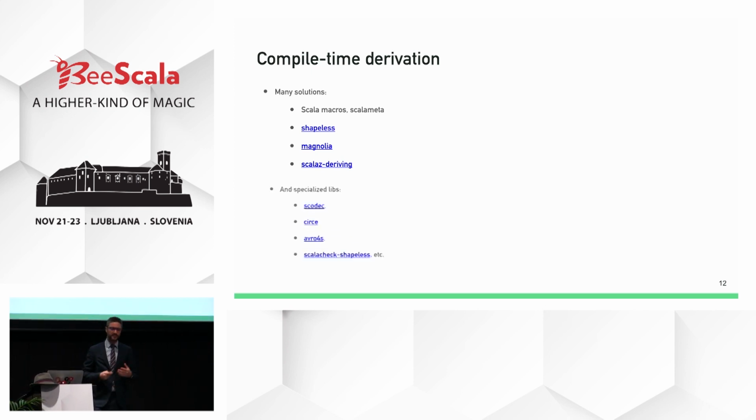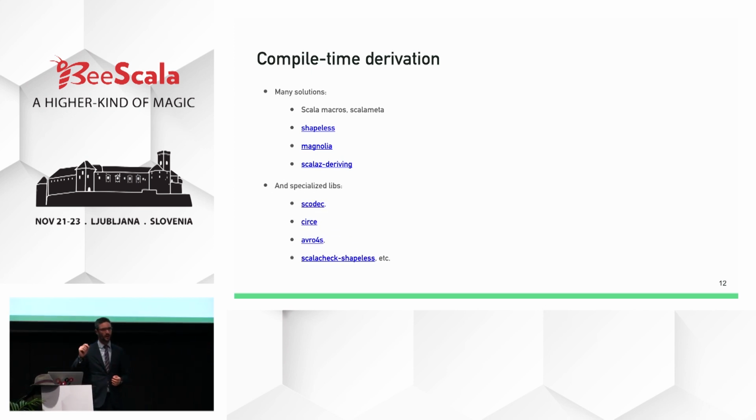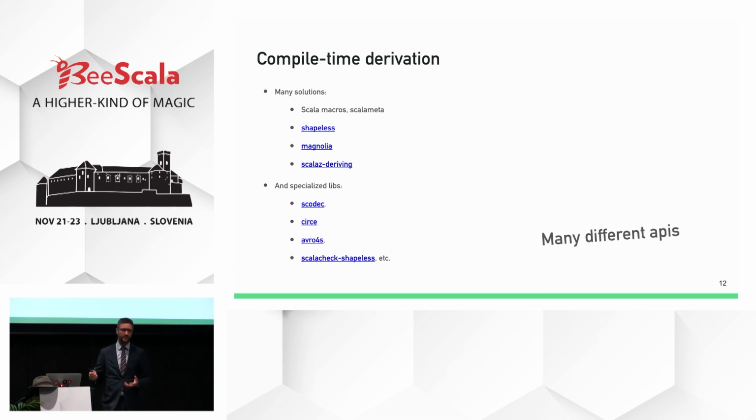And also, we have specialized solutions for different specific problems. For serialization, we have Circe, Scodec, Avro4s. But also for generating data, we have ScalaCheck, ScalaCheck Shapeless, and so on and so forth. But the problem with these solutions is that we end up with many different APIs for doing this kind of stuff. We don't have a unified framework for that.